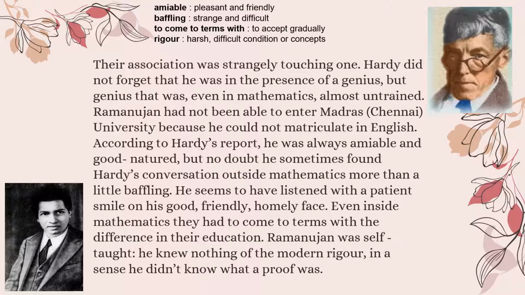Though he found it a little difficult to understand the conversation, he still listened to Hardy with a smile on his good friendly face. Even when it came to mathematics, they both realized that there is a difference in their education, and as Ramanujan was self-taught, they realized that Ramanujan was not aware of the difficult concepts, in a sense like he didn't know what a proof was.